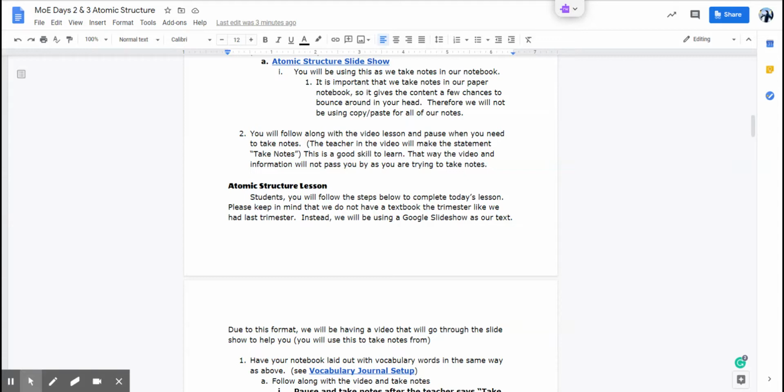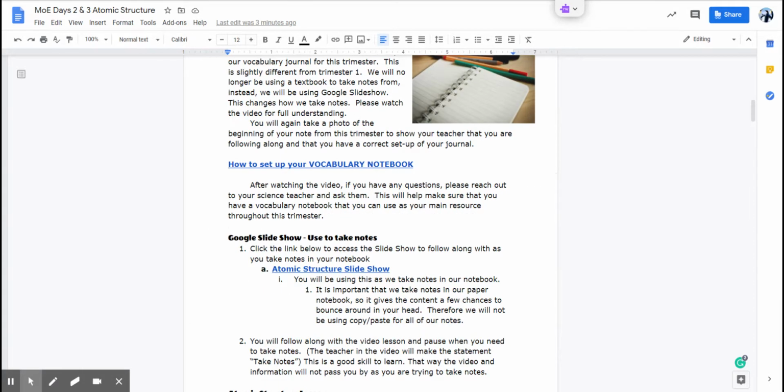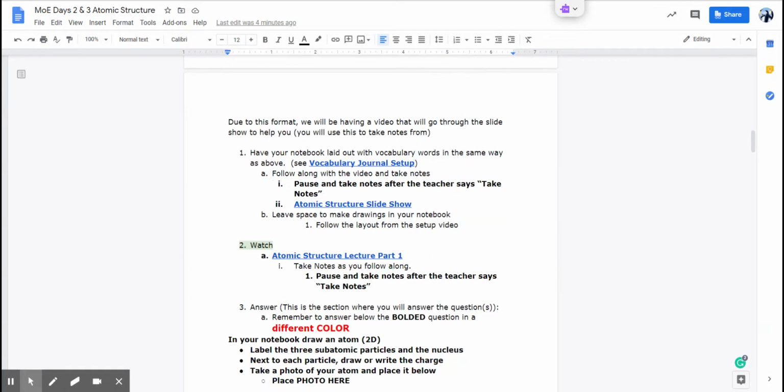So we have the atomic structure lesson. It tells you some information. Here's your vocabulary journal setup. It's the same link as this one right here. Every time your teacher says pause and take notes in the video, you are going to stop the video and take notes on what they told you to take notes on. To help with that, you should have your PowerPoint up. Apparently right now, my computer's running slow. These things that are highlighted in green are the lecture portions, and there are 4 different lecture portions for this lesson.